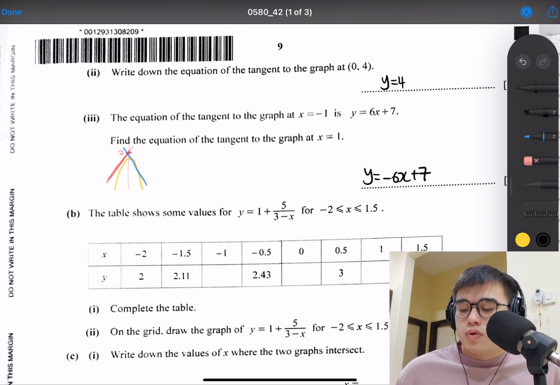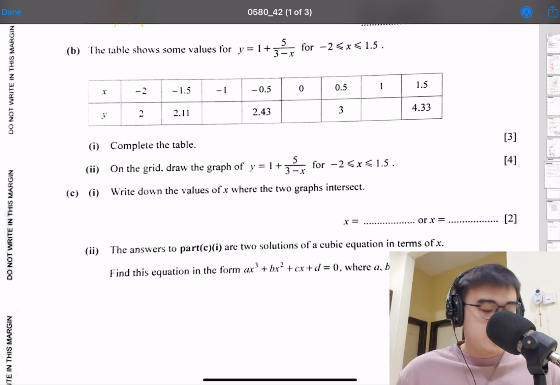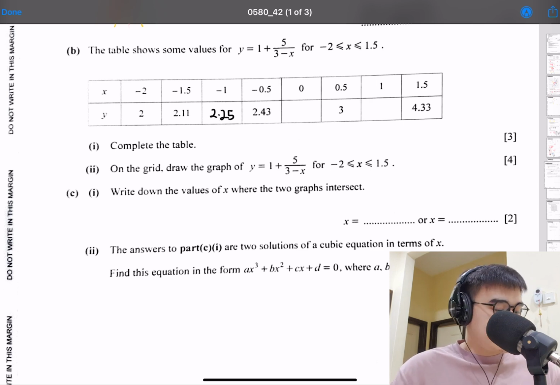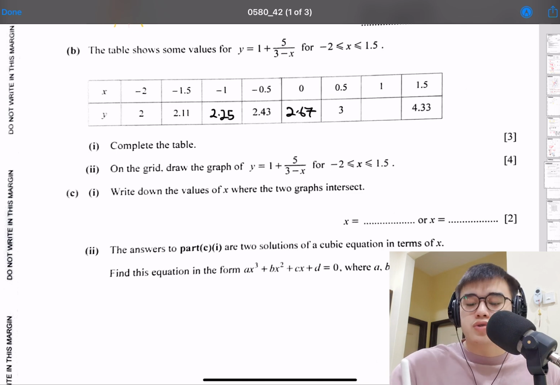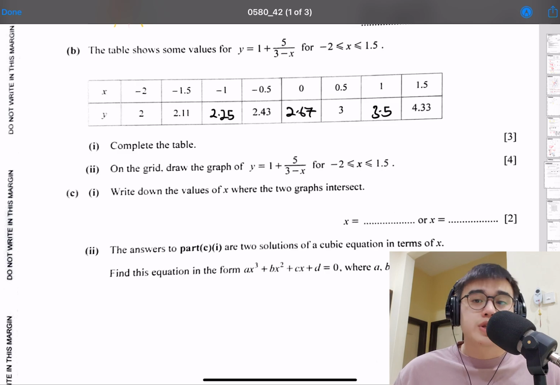Part B, pretty straightforward. All you need to do is to substitute -1, 0, and 1 into the formulas given at the top. By keying this in, make sure you get 2.25 for this. When it is 0, you should be getting 2.67. When it is 1, you should be getting your answer as 3.5. With all this information, you should be able to trace your results here now.